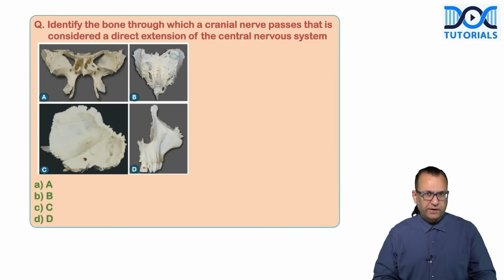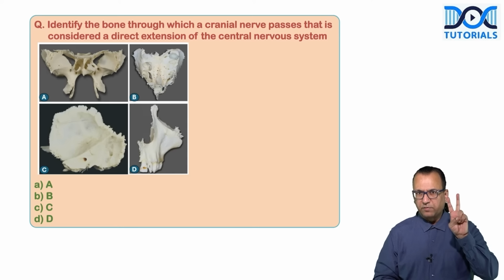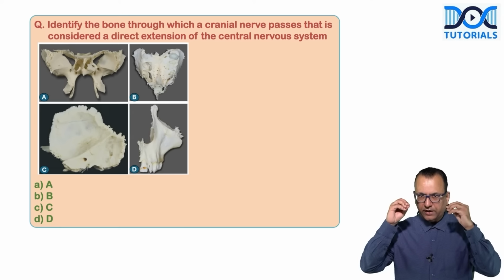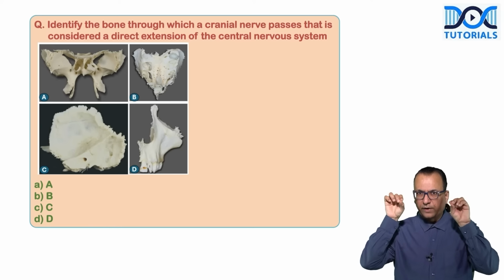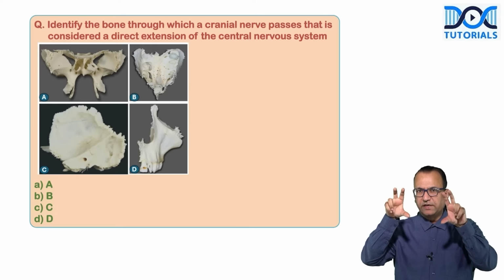Four individual cranial bones are shown, and the question is asking about a cranial nerve which is a direct extension of the CNS. It is cranial nerve number 2, the optic nerve. The optic nerve is the nerve of the diencephalon. The diencephalon part of the brain extends into the eyeball to become the retina and optic nerve. So the optic nerve is not a true nerve, it is a part of the CNS. It is a CNS tract.